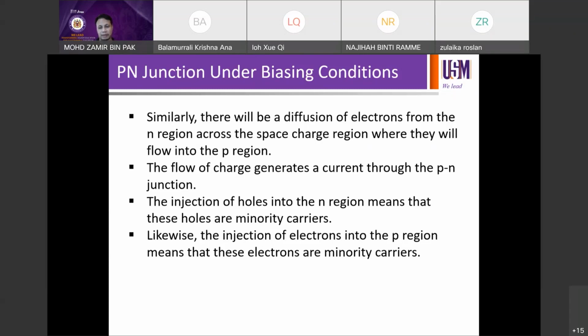So it now becomes PN for holes in the N-type and NP for electrons in the P-type. Remember the naught, that's why I told you to always define three things, PN naught and PP naught, NP naught, whatever. Now it's no longer under naught condition, so you remove the naught. So now what's supposed to be PN naught becomes PN. What's supposed to be NP naught becomes NP because it's no longer under thermal equilibrium condition.